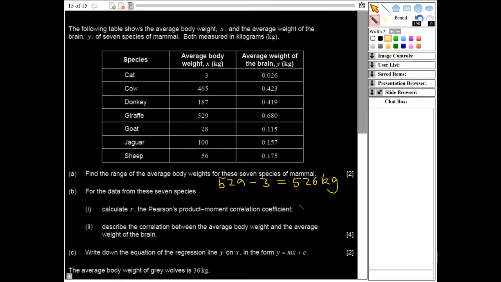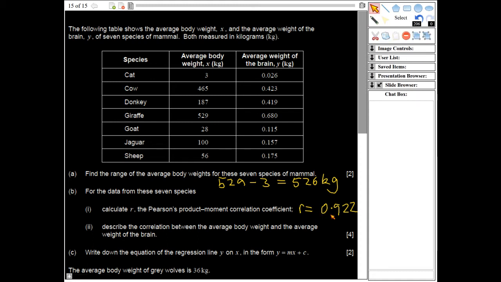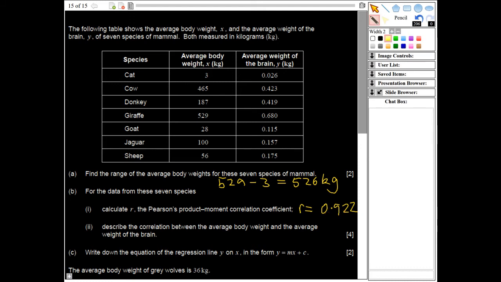So from the GDC, R is 0.922. Then it says describe the correlation between the average body weight and the average weight of the brain. So all we need to do is interpret what this number tells us. So this number here is positive, it's quite close to 1, so we would say that there's a strong positive correlation.